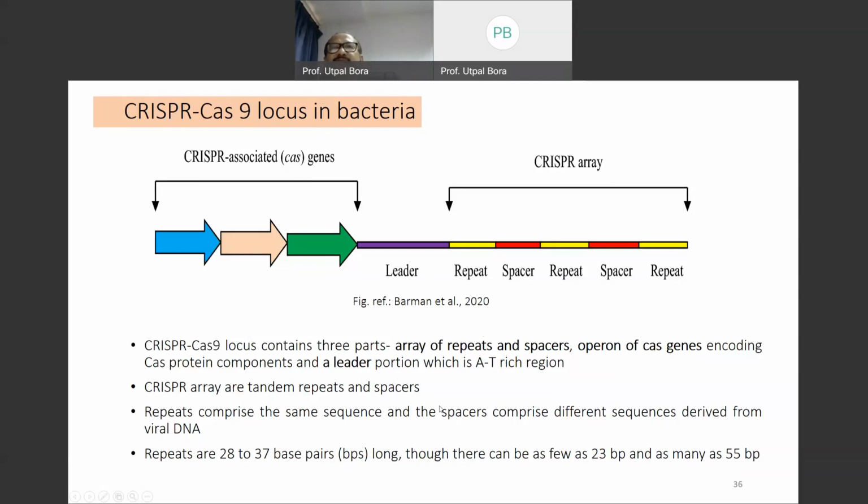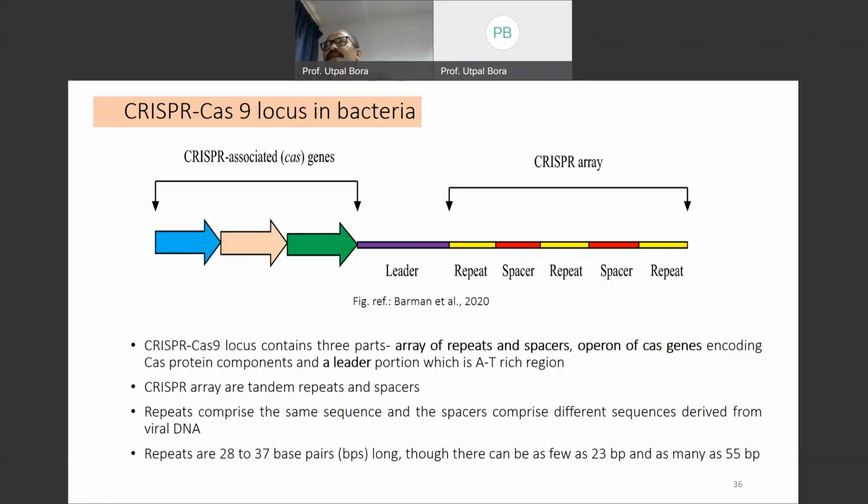The CRISPR array consists of tandem repeats and spacers. The repeats comprise the same sequence, and the spacers comprise different sequences. And these different sequences are derived from viral DNA. So each spacer indicates a different kind of virus that has attacked this particular species in the past. That is information which is recorded in this CRISPR-Cas9 locus. So it's a kind of molecular registry, and this record is picked up from the sequence of the invading viral DNA itself. A part of that will be copied, and there are mechanisms by which they decide which part to copy and retain here as a record.